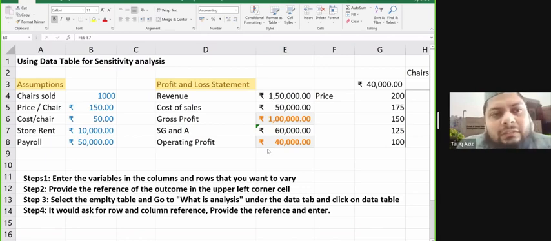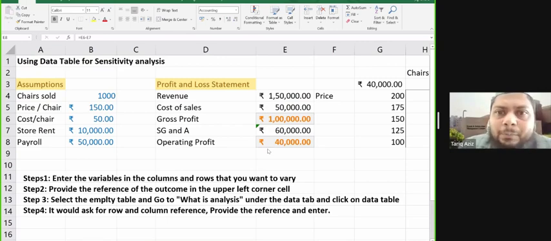But we want to try different combinations. Currently the business is selling 1,000 chairs. We want to see the impact on profit if the business is able to sell 1,200 chairs, 1,300 chairs, 1,500 chairs. Similarly, right now the cost is 50 rupees per chair. This cost may also change. Instead of 50 per chair, it may increase to 55, it may be 52, or it may come down to 48, 46, 45, like that.